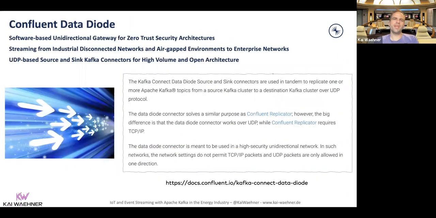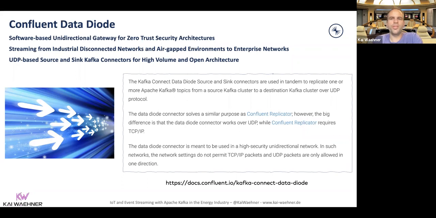To give you one specific example, on the one side, of course, you can buy specific solutions for that and then combine them with Kafka. On the other side, we have also built one solution which we call Confluent Data Diode. That's really a deployment for disconnected networks and air-gapped environments, where you still want to connect to the enterprise network, but only unidirectionally. And this is what we have built with this implementation.